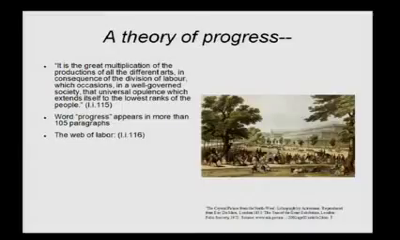And there is this notion, we mentioned this notion of progress, theory of progress. He says it is a great multiplication of the productions of all the different arts in consequence of the division of labor, which occasions in a well-governed society that universal opulence which extends itself to the lowest ranks of the people. The word progress occurs over 100 times in this book.